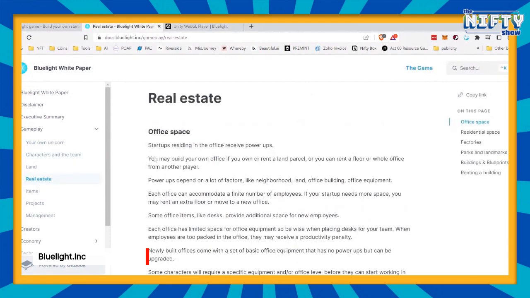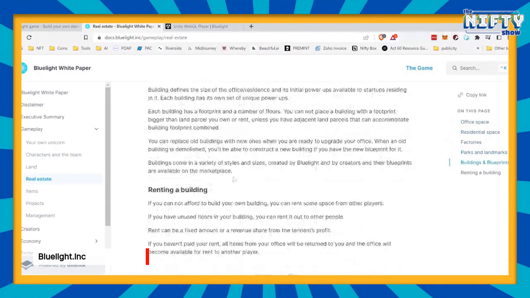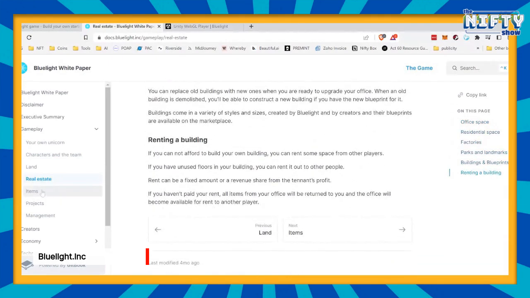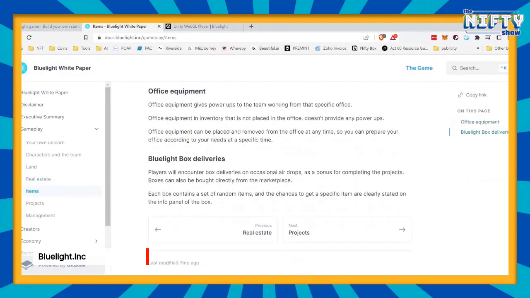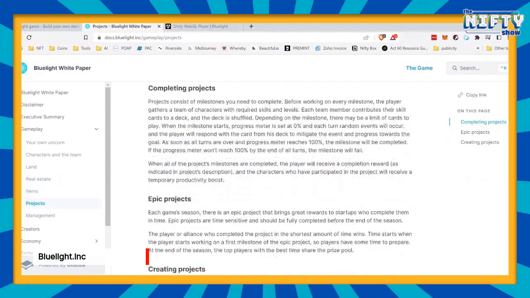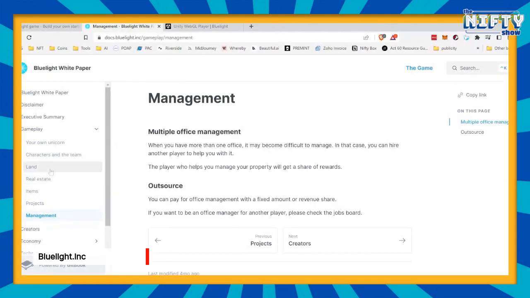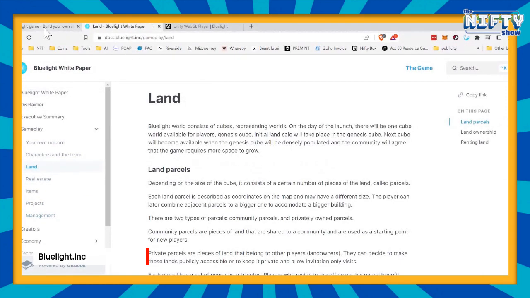You can rent one, or you can own one and rent it to somebody else, and you will get some revenue share from the people who play in your office, but you may not play the game at all. Just own the land and rent offices, basically being a real estate mogul, like in real life. I'm looking through the white paper, which you can find on the website.